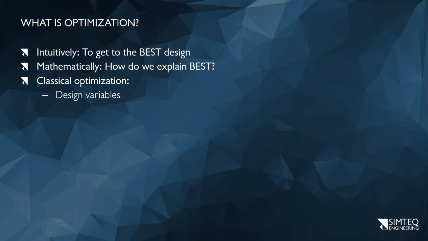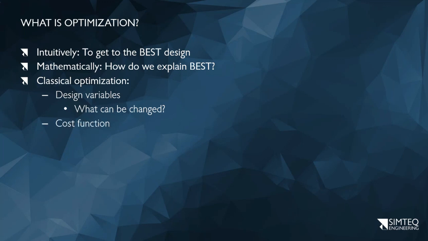So in classical optimization, we have something called the design variables. These are the things that can be changed. Something like plate thicknesses would be in one analysis type. In certain analysis types, it could be which material can be removed or kept.